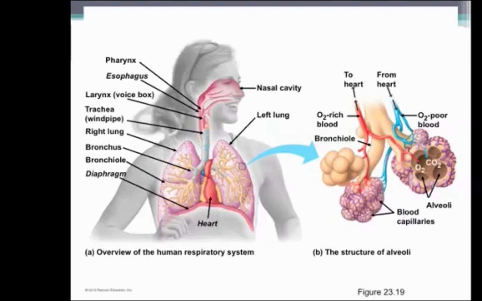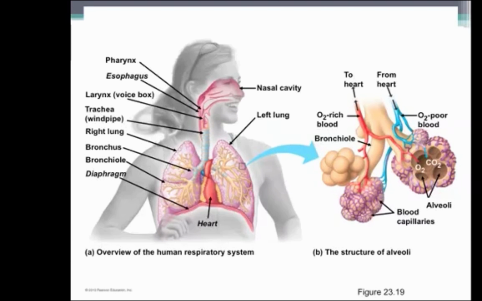As the trachea goes down, it branches into two bronchi, or bronchus for singular. And you can see there's two of them, and the bronchioles, which are very small tubes. And you can see the bronchiole on the right picture, as you can see the red blood coming in, the blue coming in and the red going out. The blue is coming from the heart. That's venous blood.